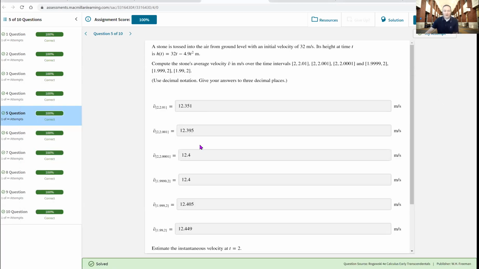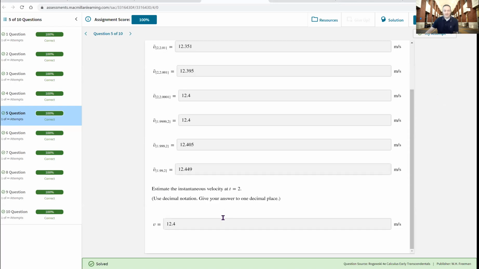So here we go. You can see I put all of those values in that I had, and you can see I have the instantaneous velocity at t equals 2. So now we can say, well, all right, that was not too bad of a problem.